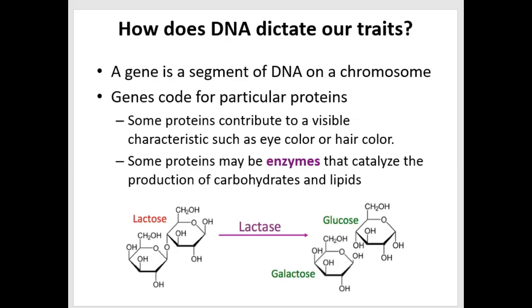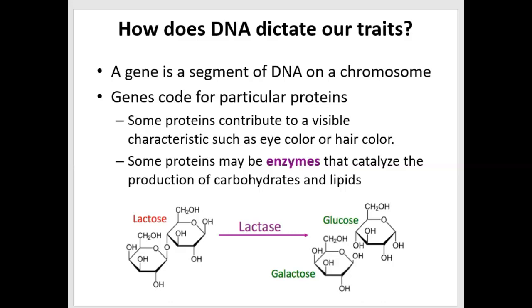Before we get into too much detail, let's look at the big picture concerning the role of DNA, its genes, and the inheritance of traits. DNA dictates our traits by coding for proteins. Some proteins will provide structure to a cell, a tissue, maybe an organ, and ultimately our bodies.